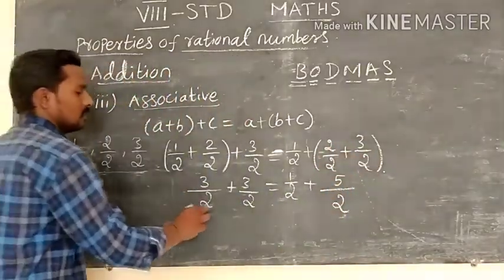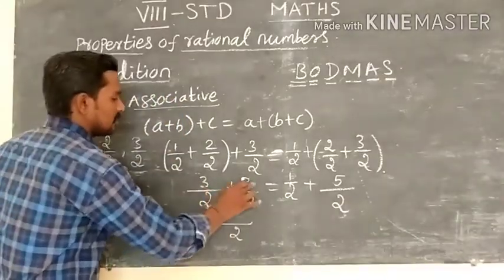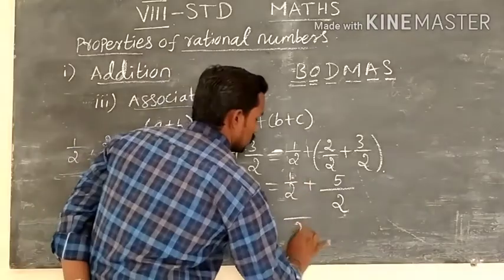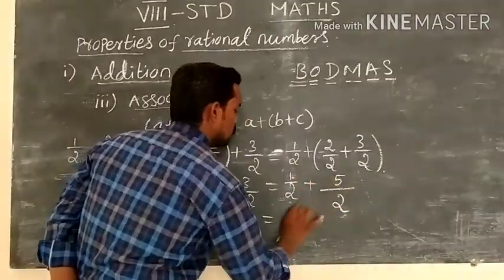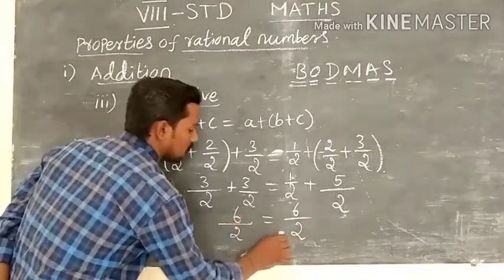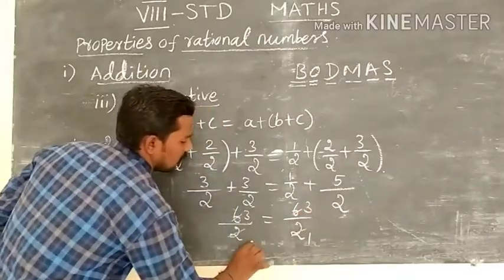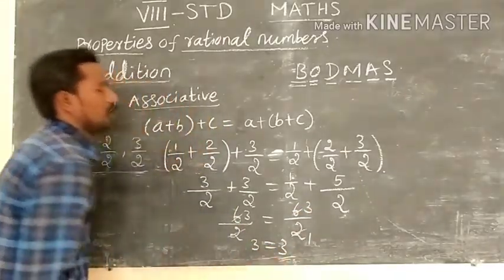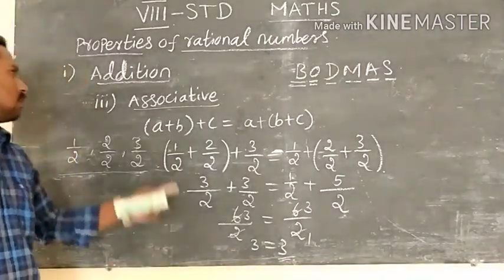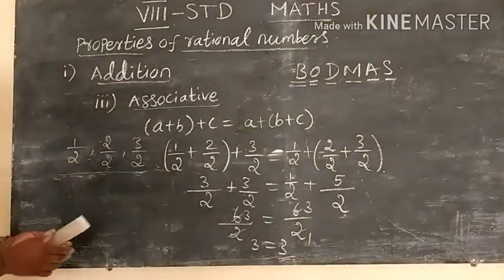Okay. Then here also we have like fractions, so only compare the numerators. 3 plus 3 is equal to 6, with 2 as the common denominator. Then 1 plus 5 is equal to 6. So 6/2 is equal to 6/2. Or using cancellation, 2 ones are 2, 2 threes are 6, so 3 is equal to 3. Okay, I understood. So it satisfies the associative property. The associative property is true under addition. Very clear.